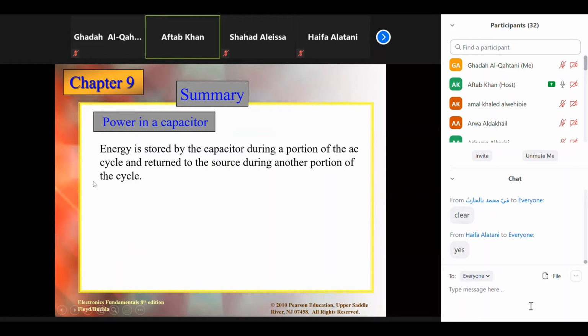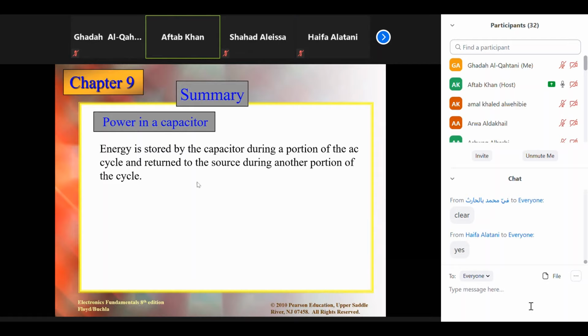Okay, then power in a capacitor. It is again interesting. Energy is stored by the capacitor during a portion of the AC cycle and returned to the source during another portion of the cycle. You know that. Once it is charging, it is consuming. In another half of the cycle, it returns.